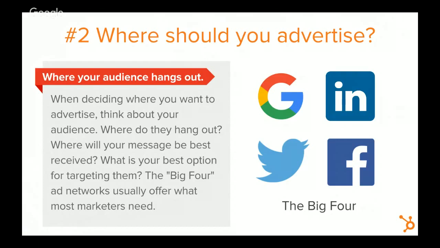Twitter's particularly good at targeting people who are on mobile devices or maybe they're watching TV. And then Google, especially with their search ads, are great at trying to find people who are specifically looking for something that you offer. So not necessarily demographic targeting, but targeting people who have an intent to buy or are looking for something specific. So this is really the question to ask yourself when you're trying to decide where you want to spend your money.